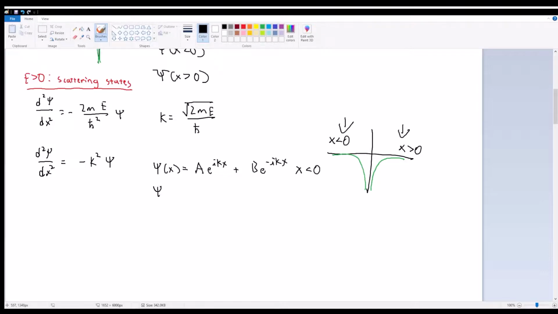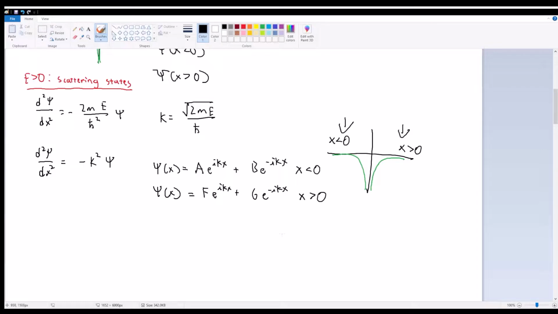So when x is greater than 0, we have the exact same system, but just with different constants at the front. So this is going to be F e to the ikx plus G e to the negative ikx when x is greater than 0. So psi of x is going to end up equaling a piecewise function just as before.